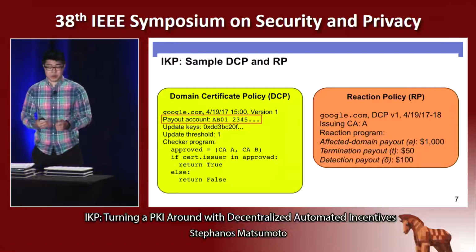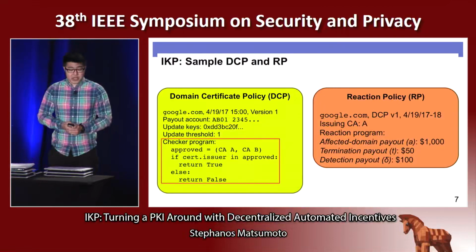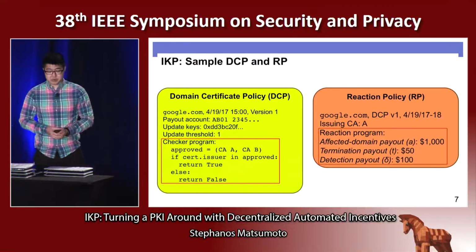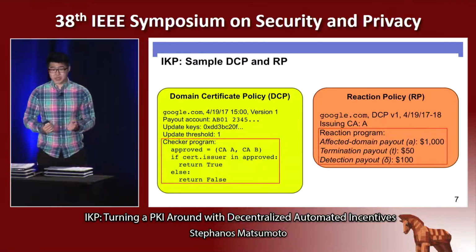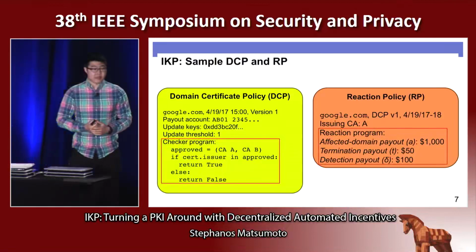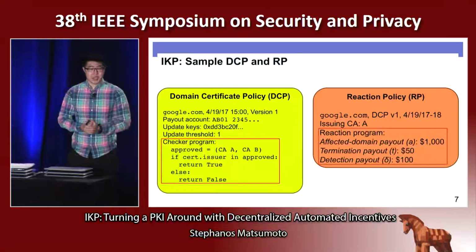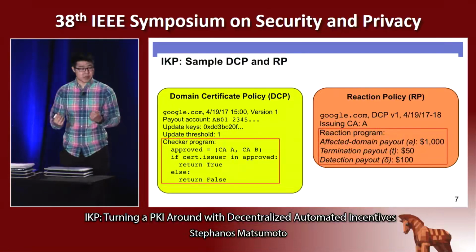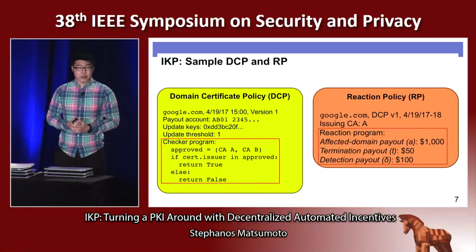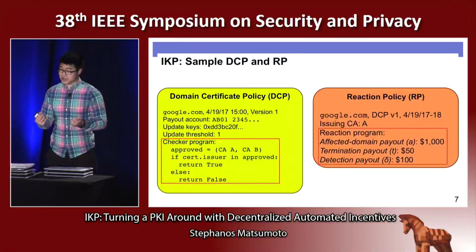Now, we also use what's called a checker program and a reaction program. What this allows us to do is to provide full flexibility by providing the core logic of both the certificate policy and the reactions via a program. And so the IKP authority simply executes these programs in order to determine whether a certificate is authorized and what to do if the certificate is not.